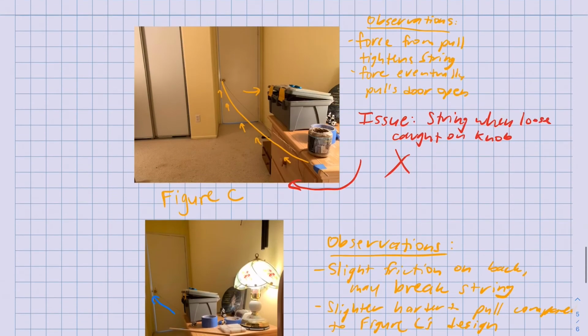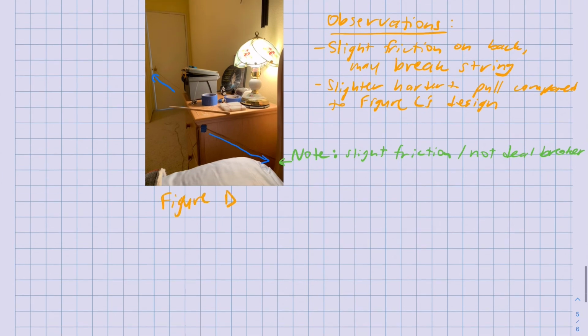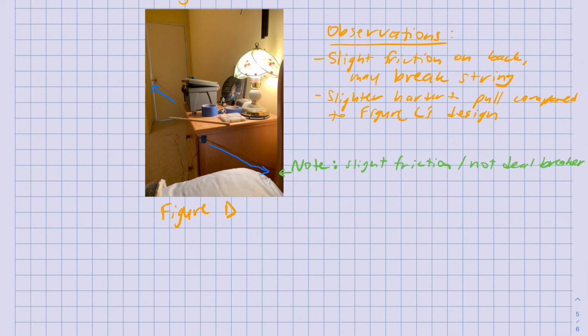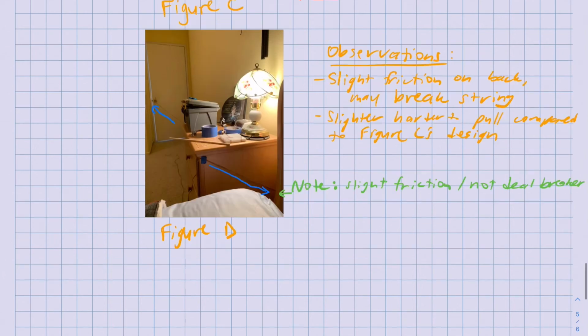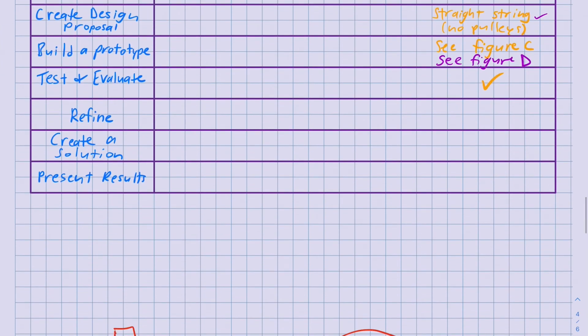See how I can reference figure C? That's why you always want to label your pictures as I said that. I realized I didn't label this figure D. Oops. So we have that. Everything looks good. We wrote our observations down. So now we can move on to the next stage, which is refine. It passed, by the way.